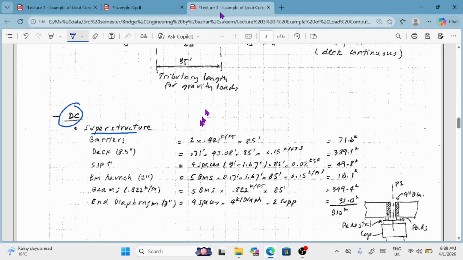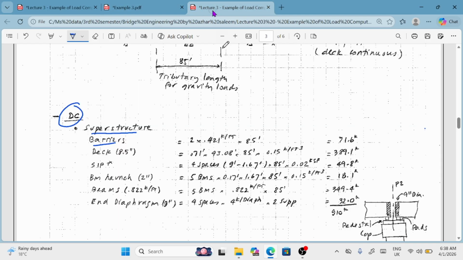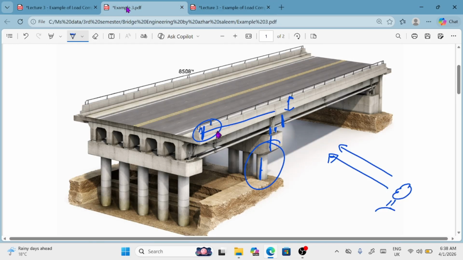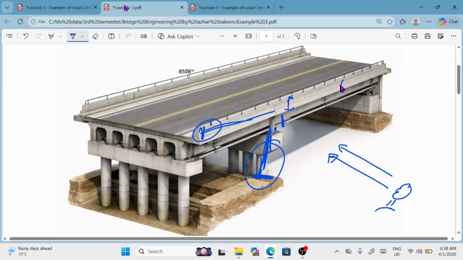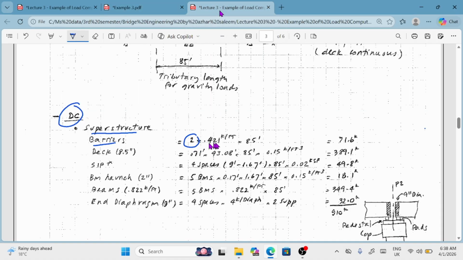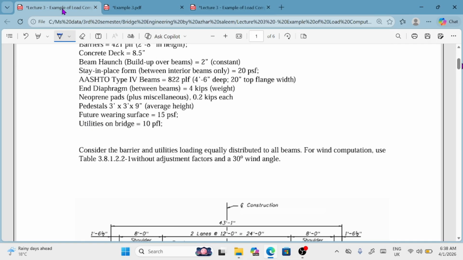Okay. So in superstructure, first of all, barriers like this. This is a barrier. We have to find these barriers' weight, load on what? This barrier weight on this pier, at the base of this pier. So barriers are two. This is number 1 and 2. These two barrier weights we have to compute. Two barriers and each barrier weight is this.